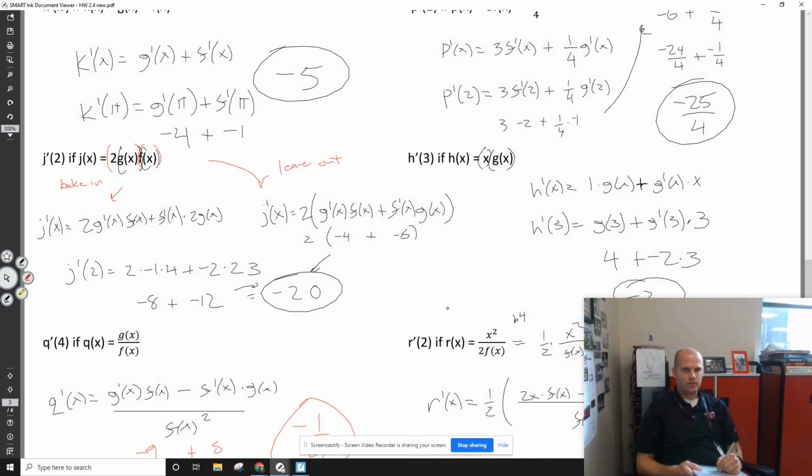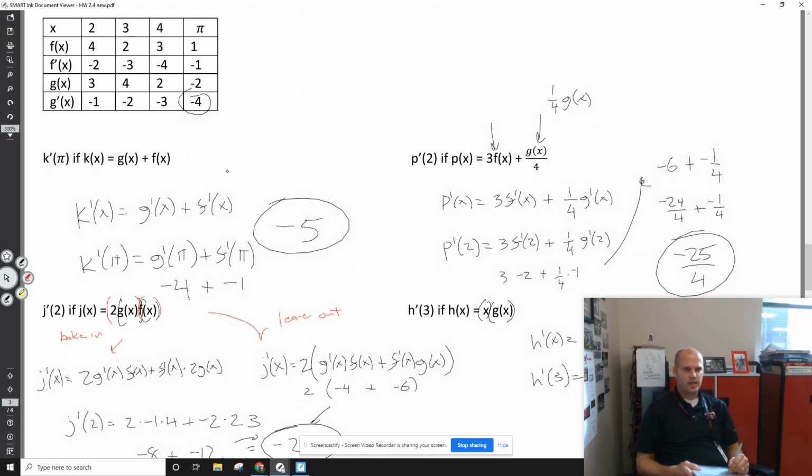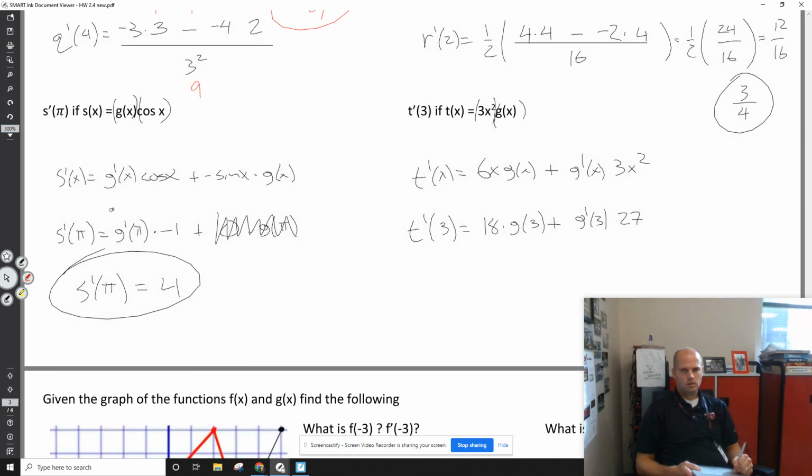G of 3, g prime of 3. Give me a 0. Give me a 0. G of 3 is 4. G prime of 3 is negative 2.